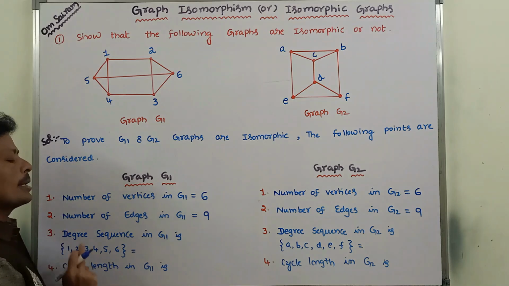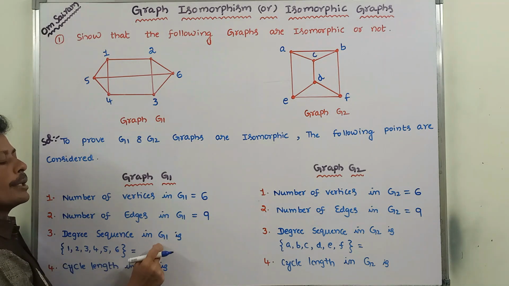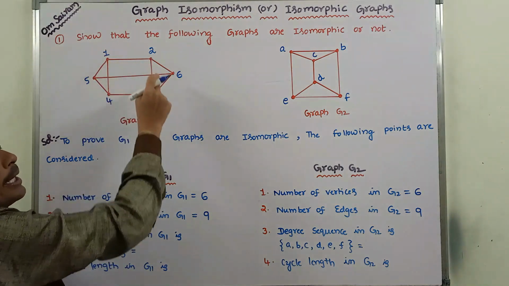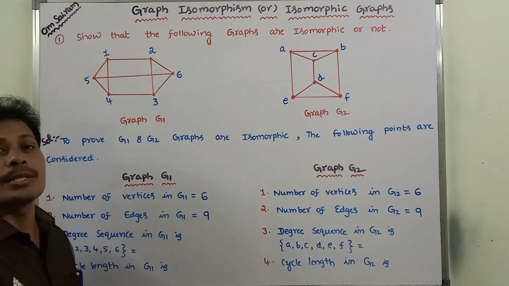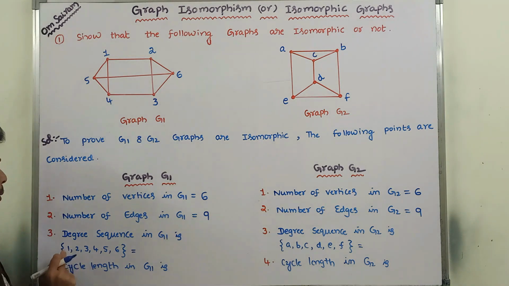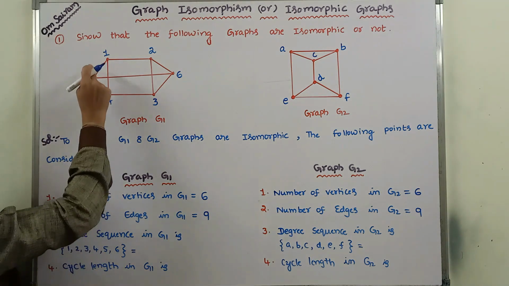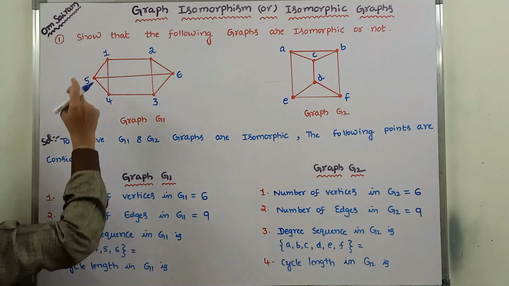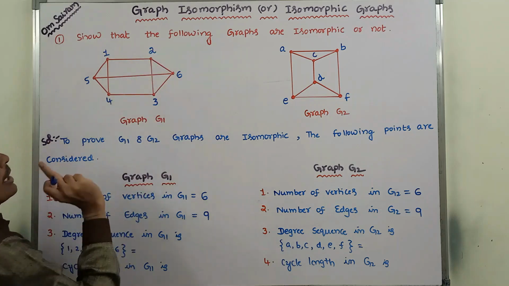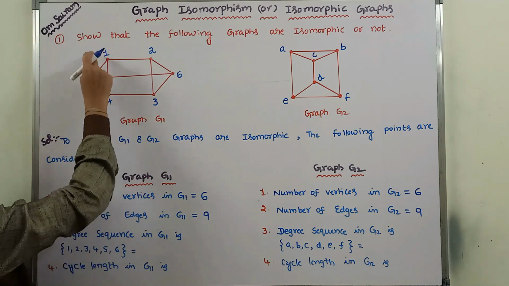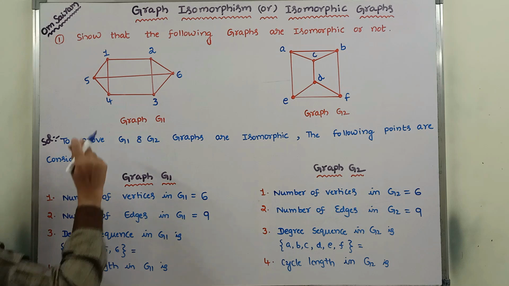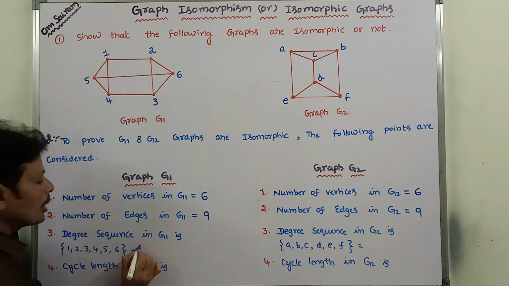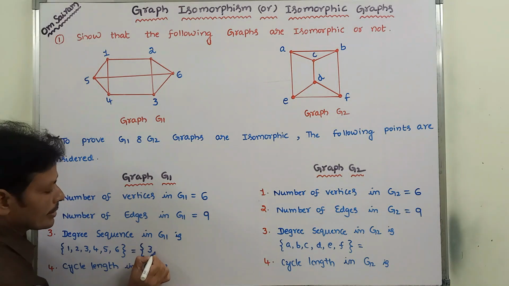Next, third point, the degree sequence in graph G1. That means 6 vertices are there. What is the degree of each and every vertex? So vertex 1 degree is how many edges are incident on vertex 1? That is 1 to 2 is 1 edge, 1 to 4 is 1 edge, 1 to 5 is 1 edge. So 3 edges are incident on vertex 1, so the degree of vertex 1 is 3.